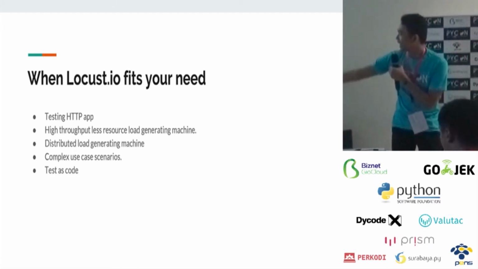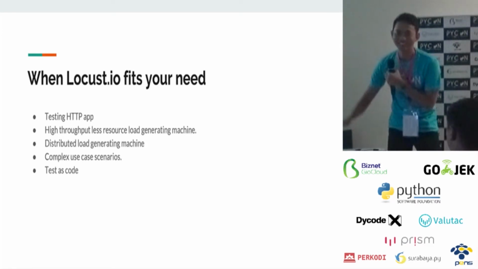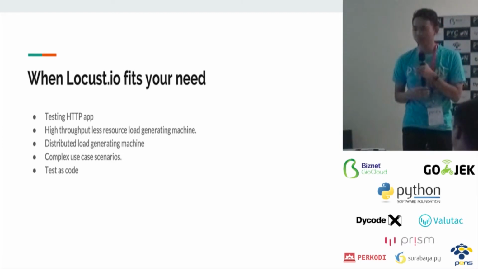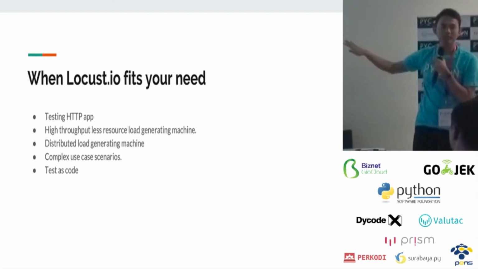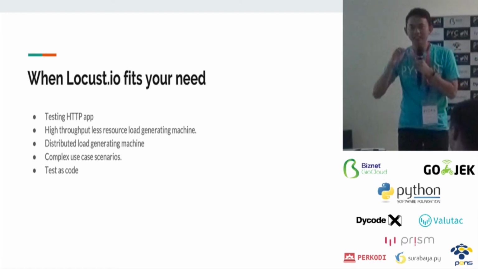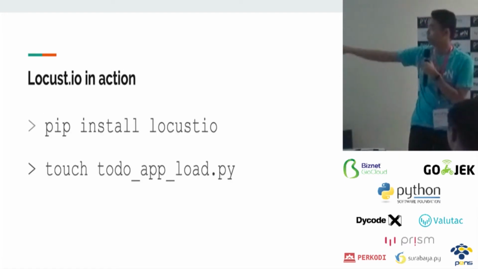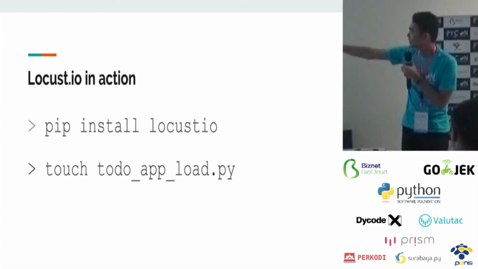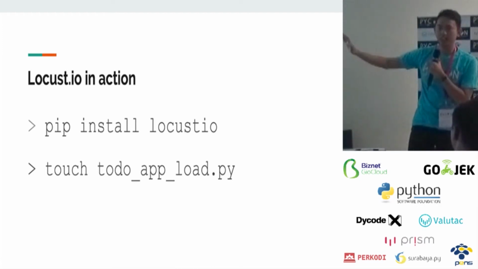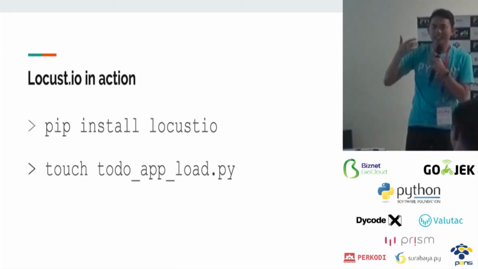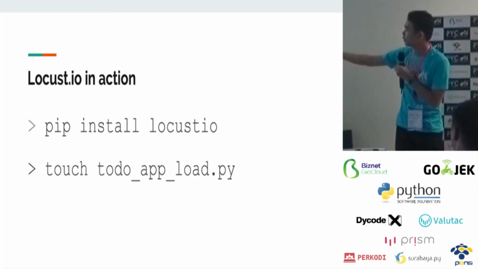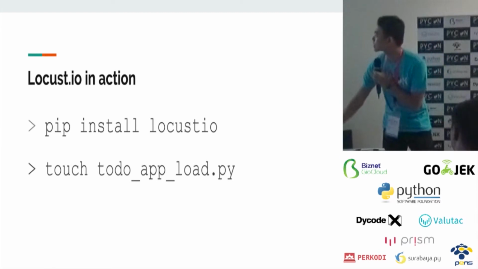And last, maybe I forgot to put this, but it is Python. So basically, if you want to try Locust, just do pip install locust. That's easy. Because we want to give our script a meaningful name, just put whatever you want. In this case, I want to give an example of testing a to-do app API. I created a very simple to-do app API and want to test it with Locust.